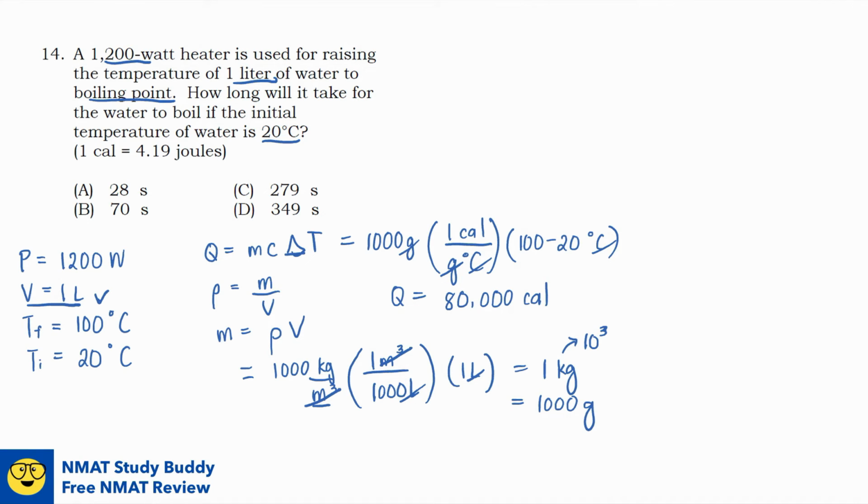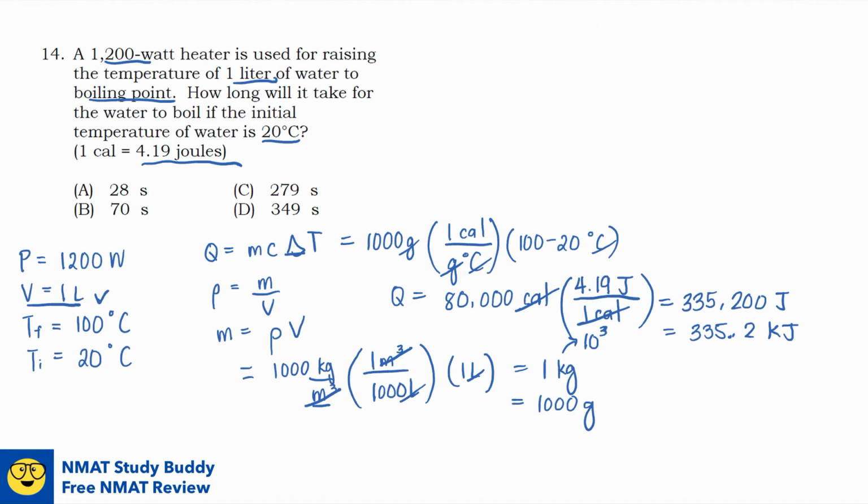And then, binigyan tayo ng conversion dito. Yung isang calorie daw is 4.19 joules. So, i-convert natin. Ilagay natin yung calorie sa baba para makancel siya. 1 calorie. Tapos, ilagay natin yung 4.19 joules sa numerator para makancel yung calories. So, compute nyo lang yan. Equal yan sa 335,200 joules. Or, pwede rin sabihin na 335.2 kilojoules. So, meron na tayong Q.